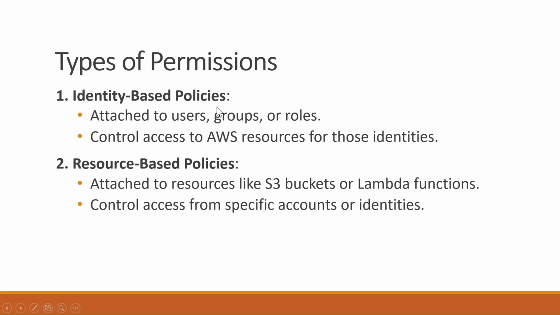Now let's discuss the types of permissions provided by AWS IAM. Firstly, identity-based policies. These are attached to users, groups, or roles, and control access to AWS resources for those identities. These policies are directly attached to IAM identities like users, groups, or roles, so they control what actions a specific user, group, or role can perform on AWS resources. For example, you can give a user permission to read from the S3 bucket, or you can give permission to launch the EC2 instance.